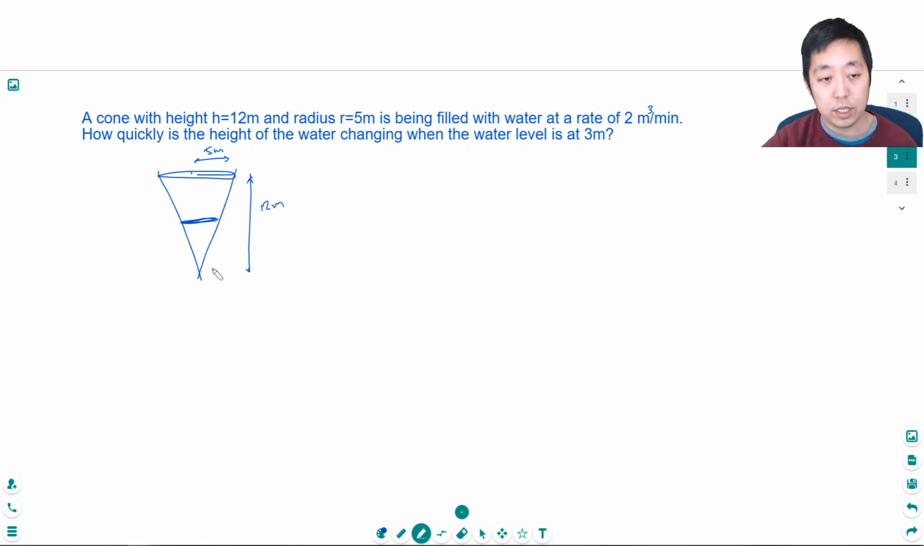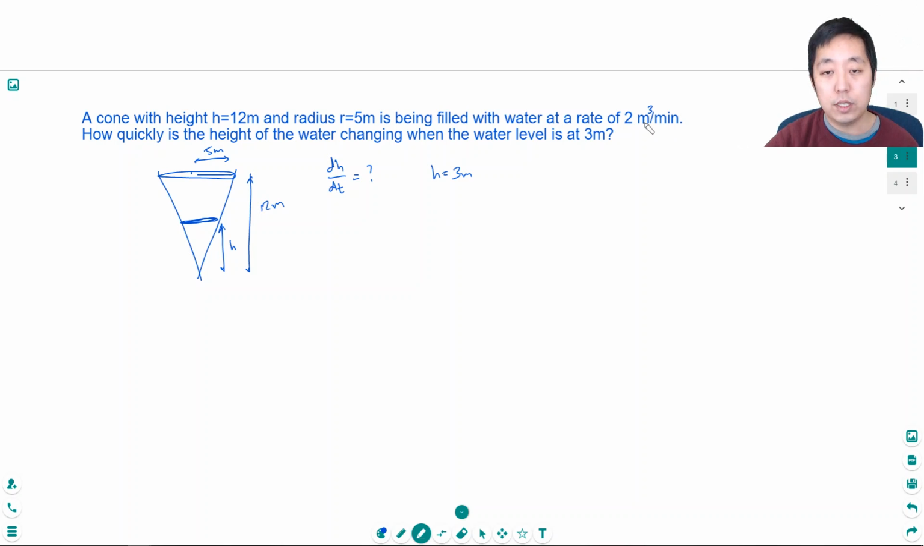Okay, so let's look at some variables. I definitely need to know the height of the water, so let's give that an H. My question is what is dH/dt equal to? That's what I don't know, that's what I want to solve for. I am given that H is equal to 3 meters. It just means at that moment when it's 3 meters, because this dH/dt varies depending on what the height is. So I want to know what it is when H is 3 meters.